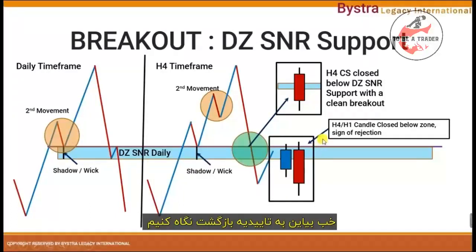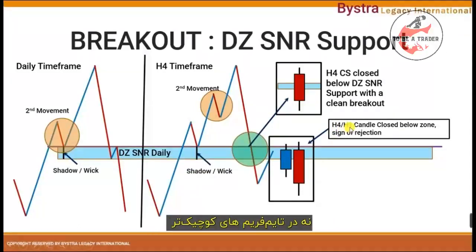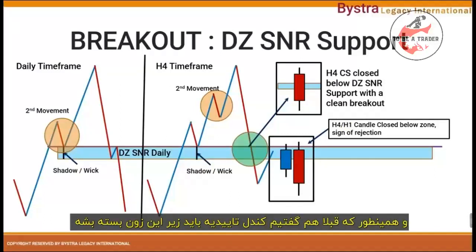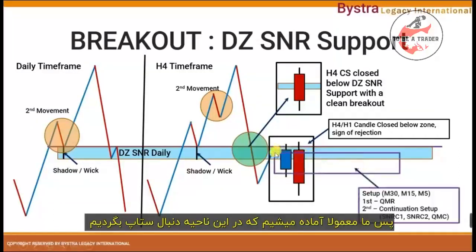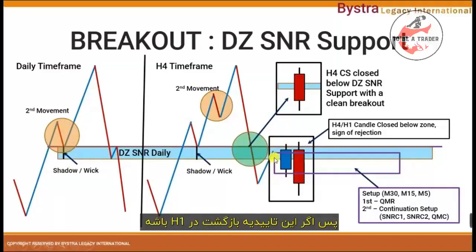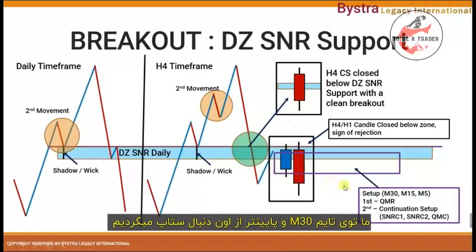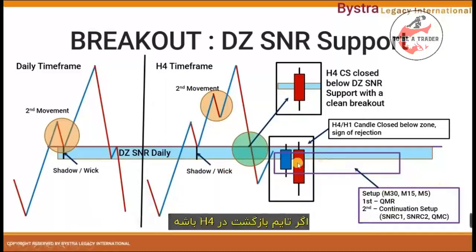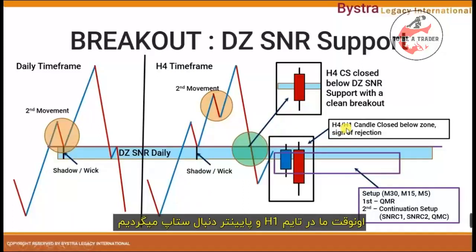So let's look at the confirmation of rejection. This will be at the H4 time frame or the H1 time frame, and nothing below this. And as we said earlier, for the confirmation, the candlestick has to close below this zone. So normally we will prepare to look for a setup at this area. If this is an H1 confirmation rejection, then we will look for a setup at the M30 all the way down. If this is an H4 rejection, then we will look for the H1 setup all the way down.